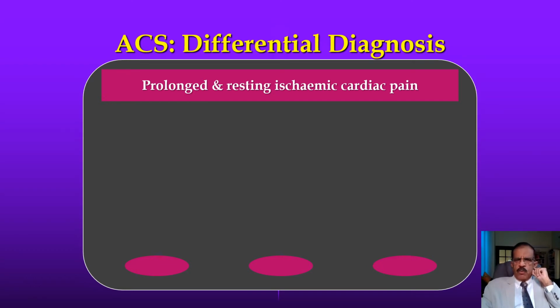Acute coronary syndrome differential diagnosis. First of all, we have suspected acute coronary syndrome on the basis of chest pain, and the chest pain is prolonged and resting and ischemic in nature. So on that basis, we have suspected acute coronary syndrome, and let's see how we go further.